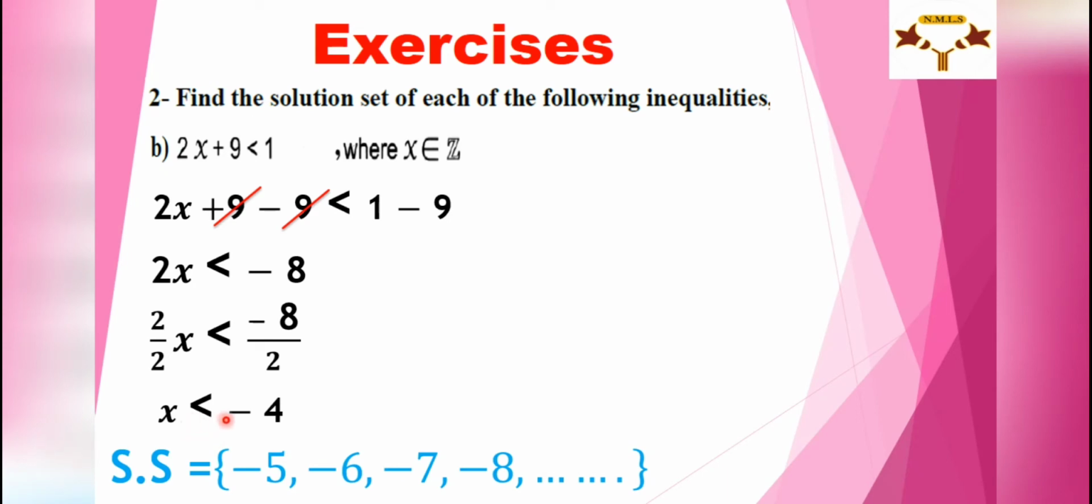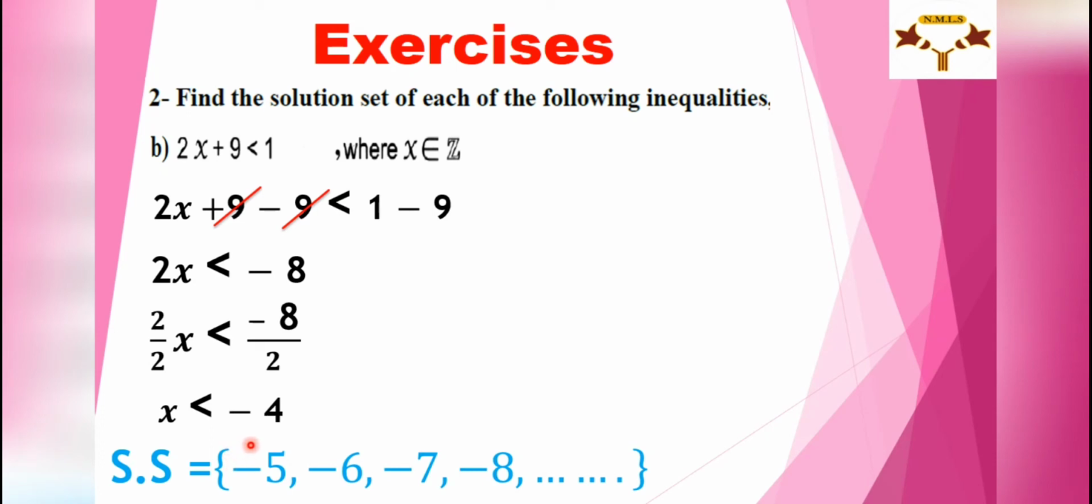will be, what are the numbers that are smaller than negative 4? I want all the numbers that are smaller than negative 4. Can you say it? Yes. Smaller than negative 4: negative 5, negative 6, negative 7, and negative 8, and so on. All of these numbers belong to Z.